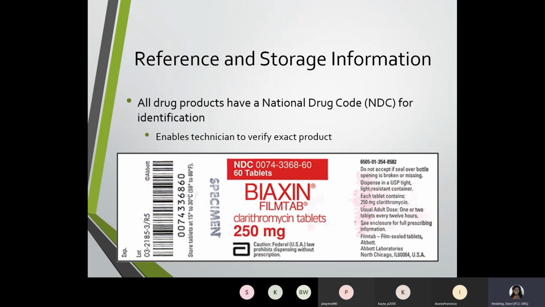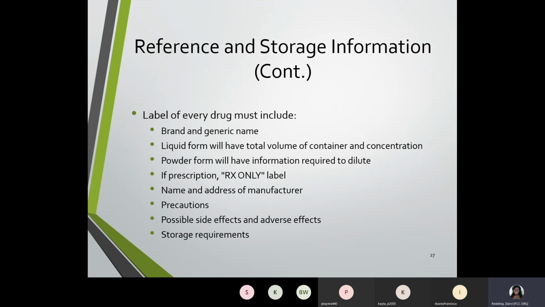For example, if we go back to the previous, this is a copy of it, but if you ever look at a real bottle that's provided by a manufacturer, you'll see a RX only label on front of it. Also on the label, it must include the name and address of the manufacturer. It must also have some precautions. It must also have the possible side effects and adverse effects of the medicine, and storage requirements must also be on the label. That way, the pharmacy department will know how the medication should be stored.